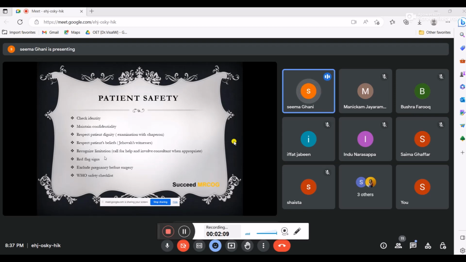It is very important that you explain the red flag signs to the patient and when the patient should come back to you. And in a core surgical module, if the patient is going for any surgery.